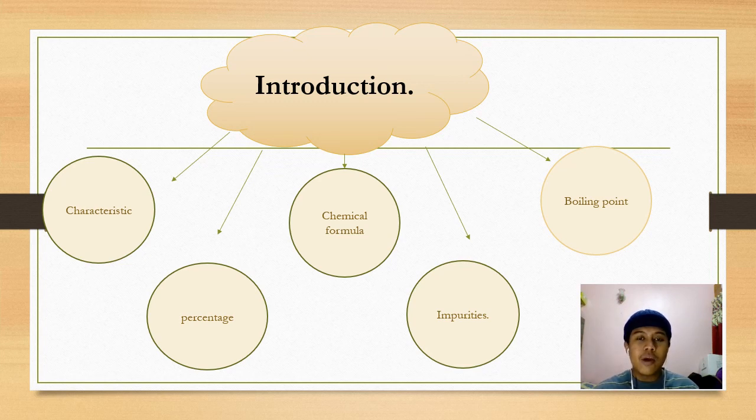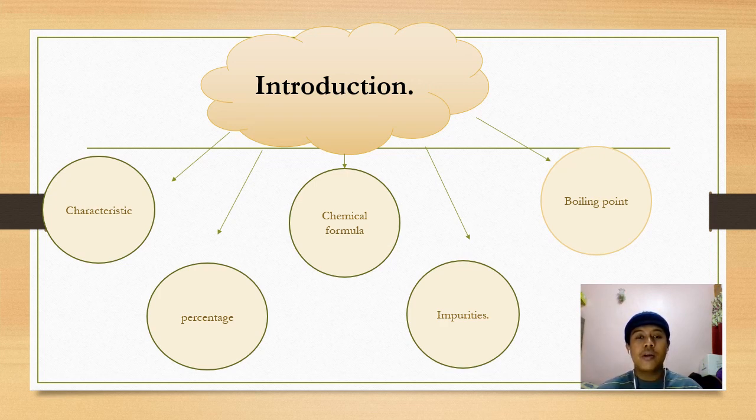So the chemical formula of water is H2O. H2O means two hydrogen and one oxygen. That's why, for example, if we go to 7-Eleven and buy mineral water, we can see on the bottle it states H2O. It means two hydrogen and one oxygen.